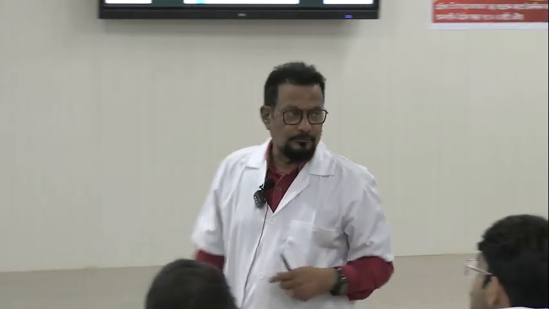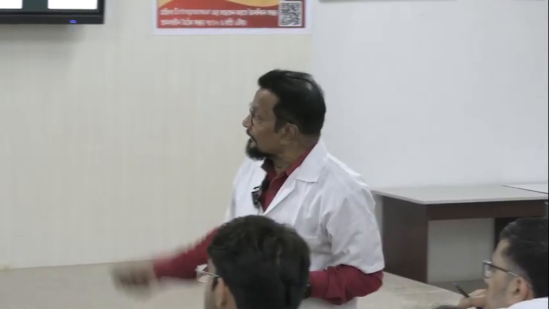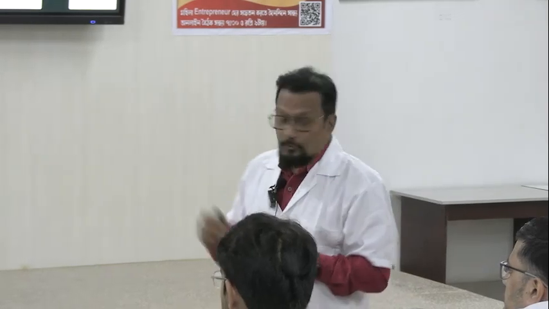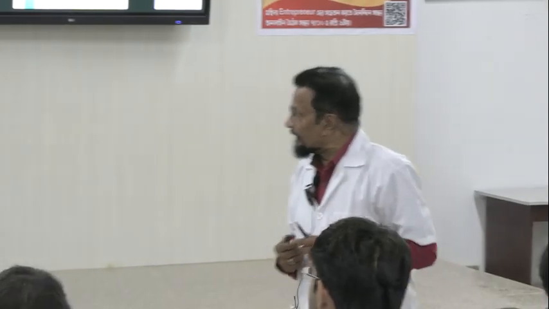Then formation of thrombin from prothrombin. Thrombin is an enzyme, and prothrombin is a proenzyme synthesized in the liver. And finally, the final stage, formation of fibrin from fibrinogen. So these are the 3 main steps.